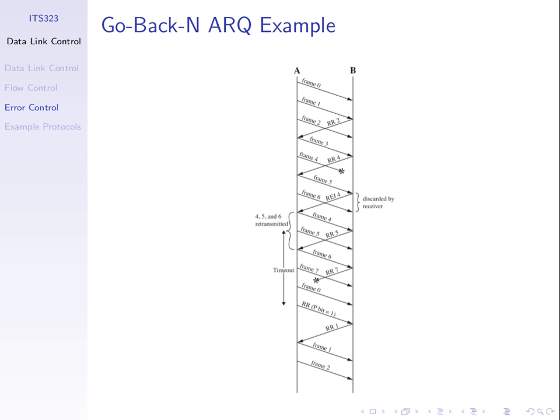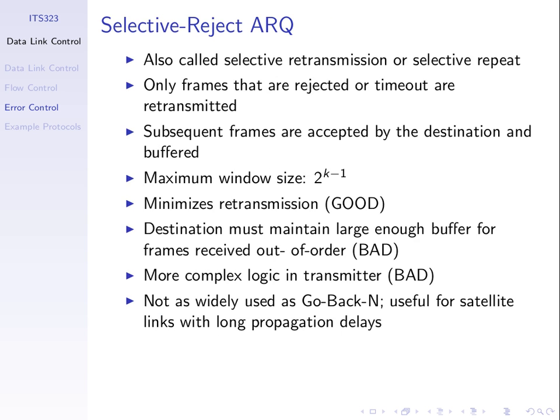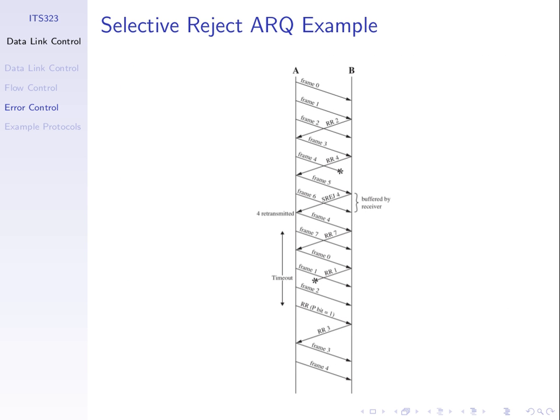So there's this extra feature to request an ARQ from the destination. An ARQ request, or this RR message with some special bits to indicate it's a request. The same applies in selective reject. They're the same from that feature's perspective.